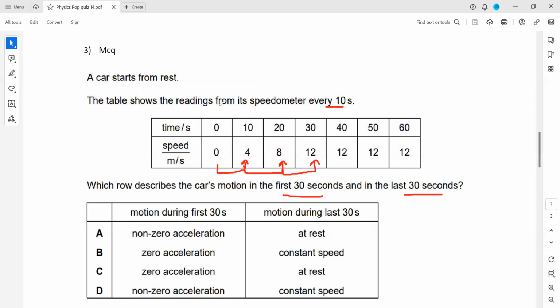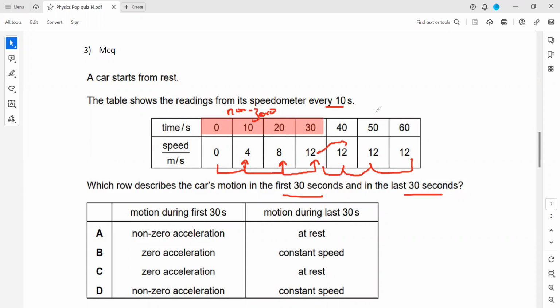So for the first 30 seconds, the object is accelerating. There is a change in speed and it is a non-zero acceleration. Zero acceleration means like no change in speed. But motion during the last 30 seconds, like from 30 to 40, 40 to 50, 50 to 60. What happened? You can see the speed is not changing for the last 30 seconds. So we can say that speed is constant.